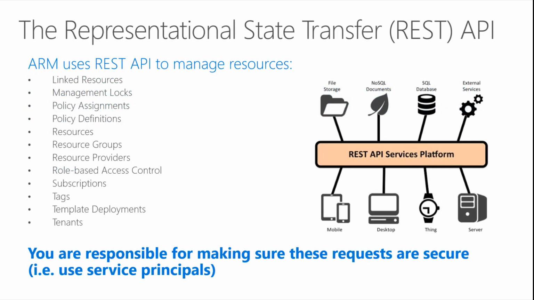So again, a little bit more about REST API, things that ARM uses it to manage resources. We've talked about some of these, but additional items would be policies, which include assignments and definitions, the resource groups, template deployments, and all the tenants. So again, you are responsible for making sure the requests are secure. And one of the best ways to do that is to use service principals.